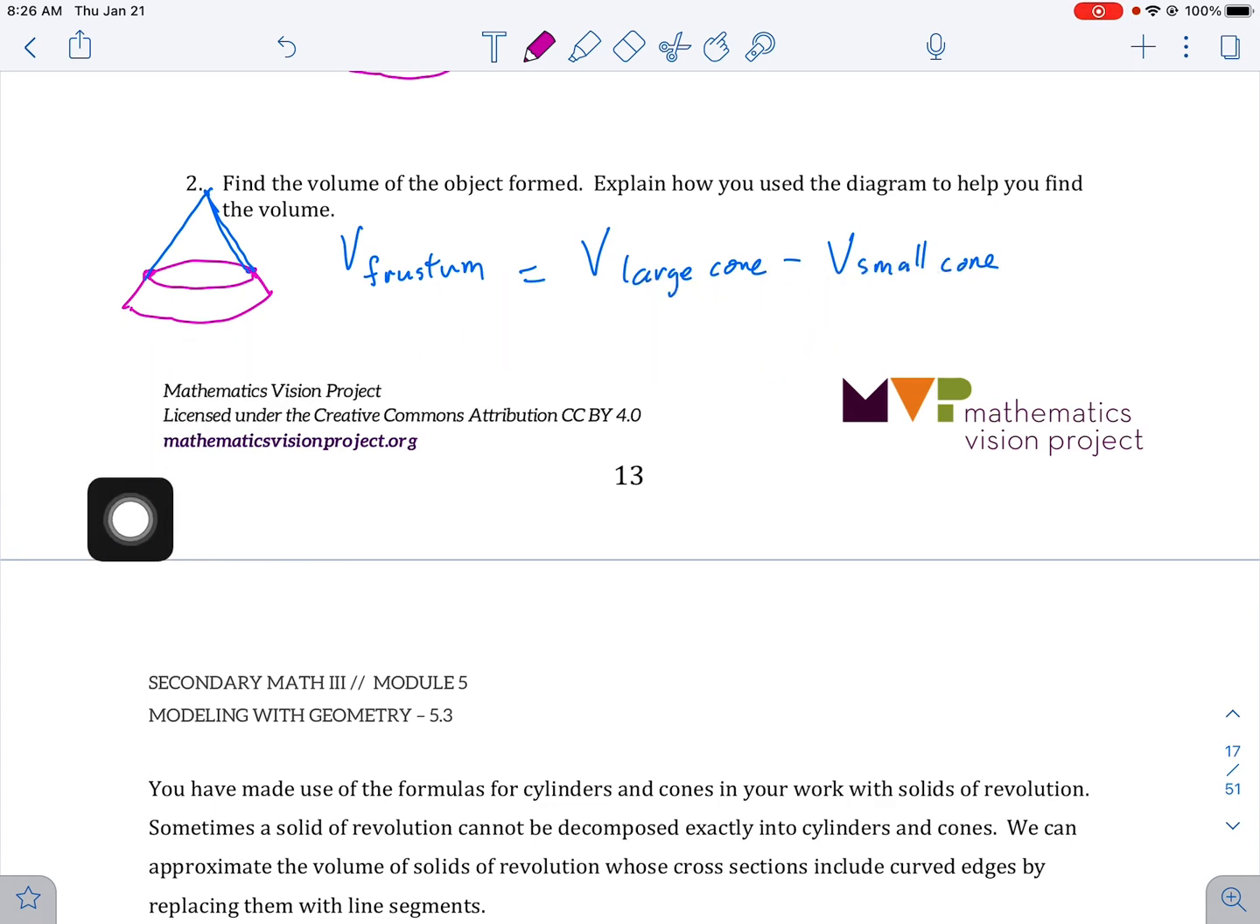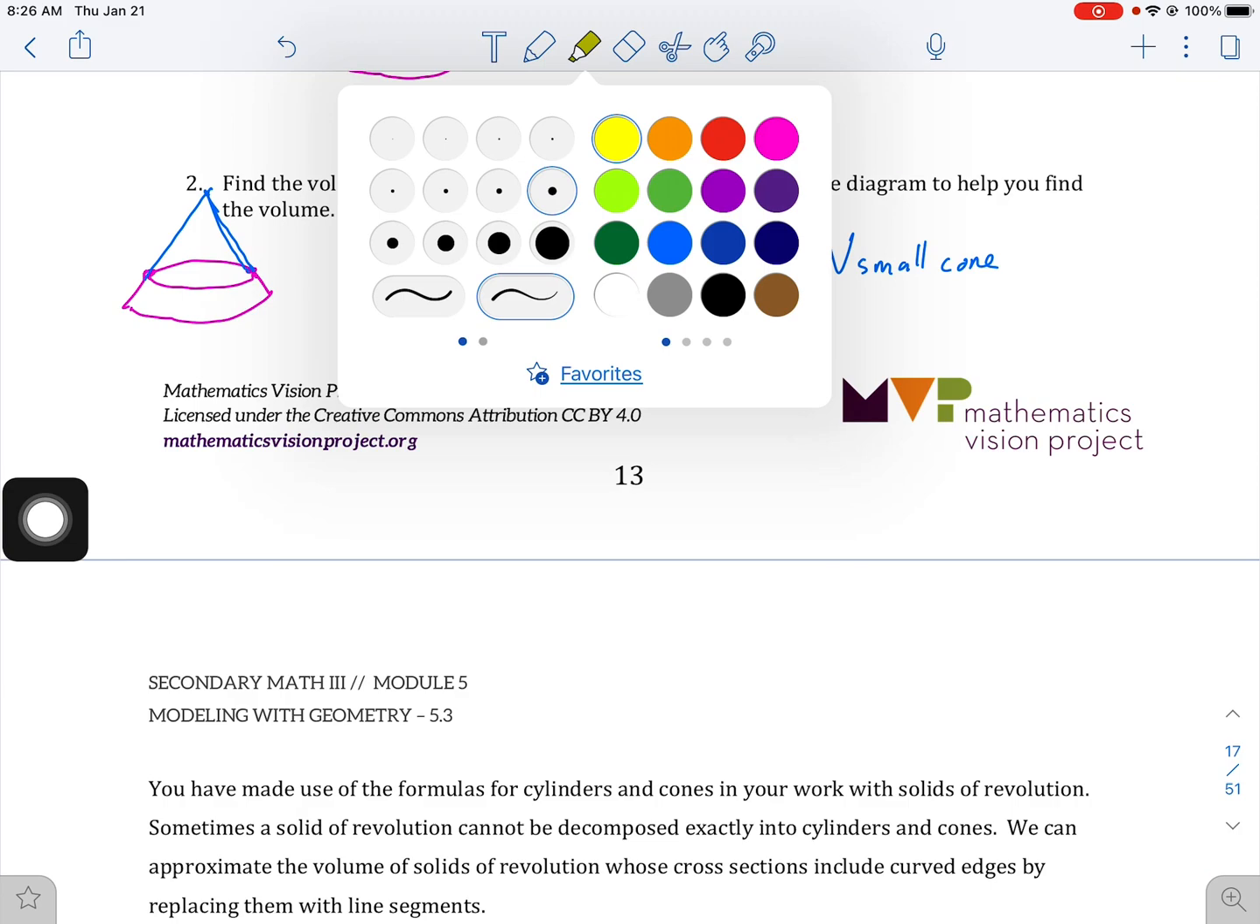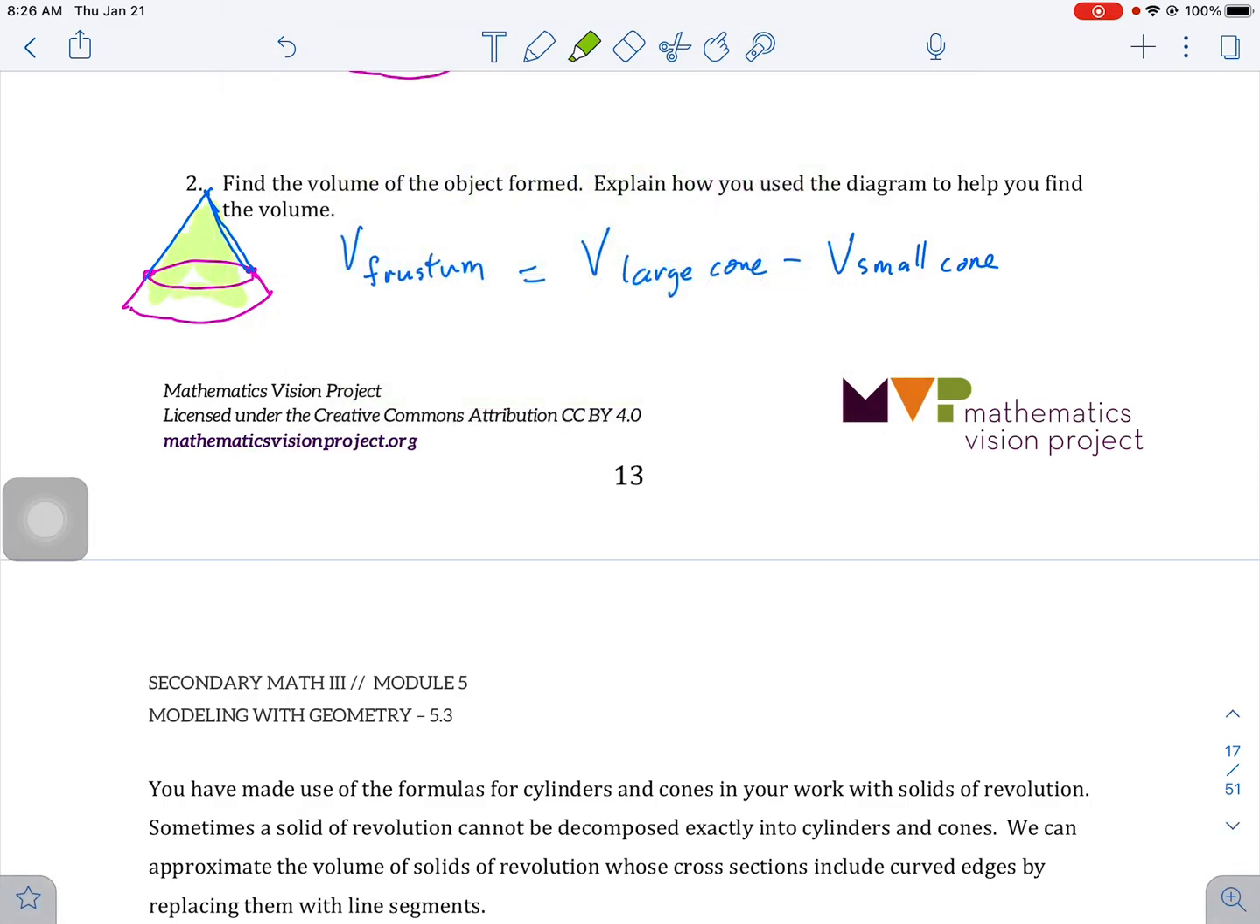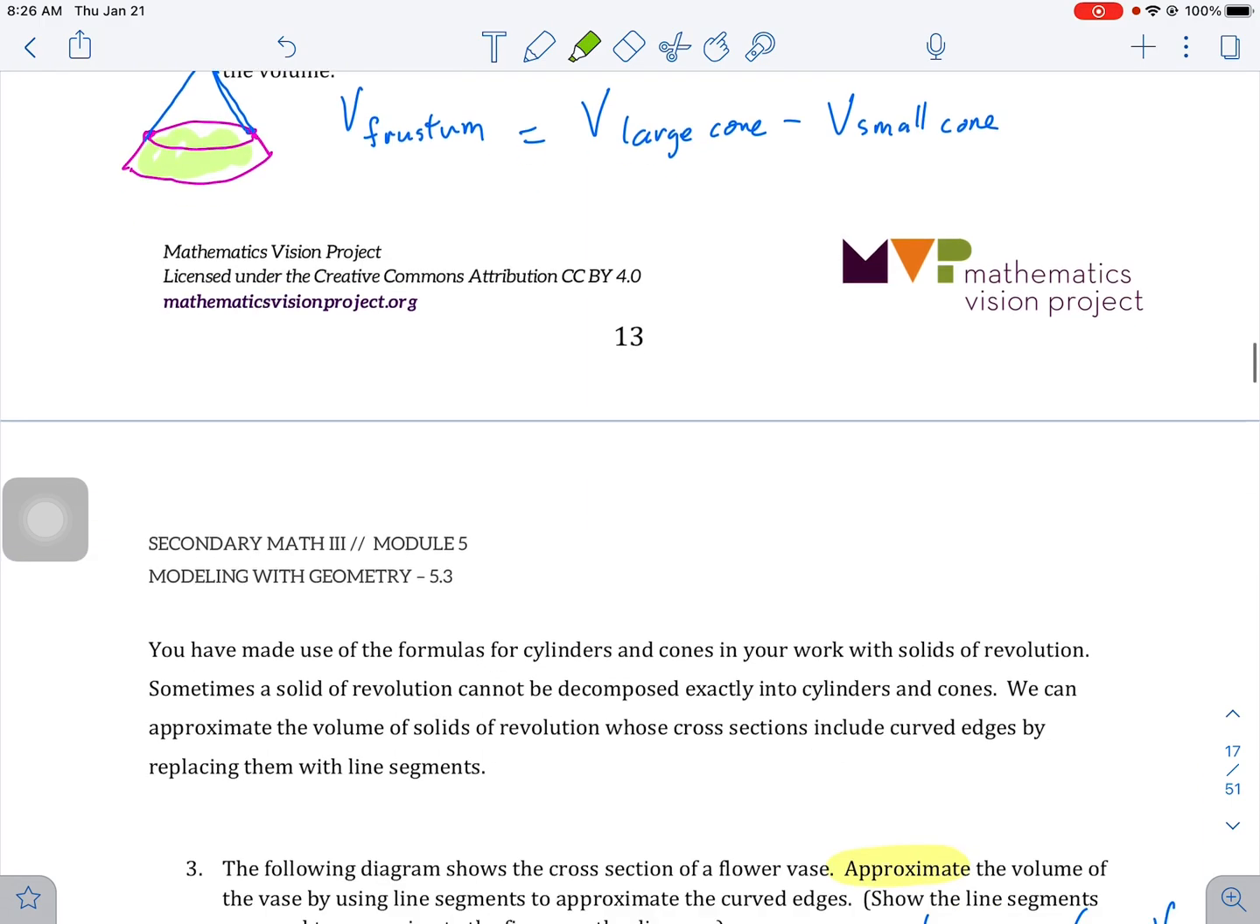For example, the large cone, which we see here, would be this whole thing, and then we would subtract the small cone that is missing, and then we would end up with the volume of the frustum. And that's the approach that we'll use in these.